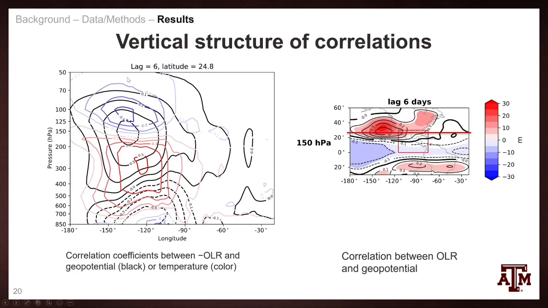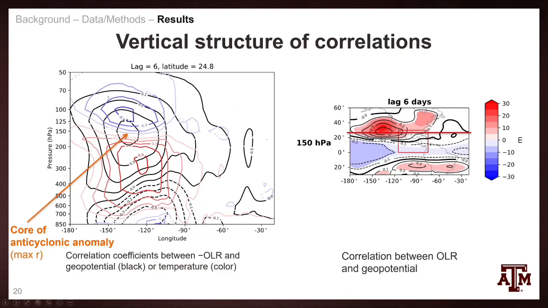This is the vertical structure of the correlations at 25 north, which is right here, indicated by the red line. The black contours are the correlation coefficients between OLR and geopotential. So these positive contours here are indicating the anticyclone signal, and the core of the anticyclonic anomaly is here at about 150 hectopascal. So throughout the UTLS, upper troposphere, lower stratosphere, you can observe this anticyclonic signal. And then in the lower troposphere, the negative values indicate the cyclonic circulation.